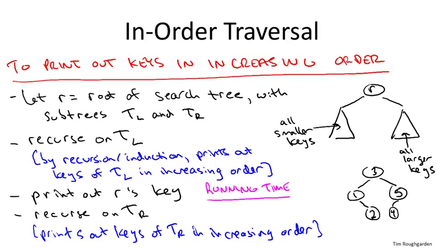In a little more detail, what does the in-order traversal do? Well, it prints out the keys in increasing order. In particular, it prints out each key exactly once. Each recursive call prints out exactly one key's value. So there are exactly n recursive calls, and all a recursive call does is print one thing. So n recursive calls, constant time for each, that gives us a running time of O of n overall.